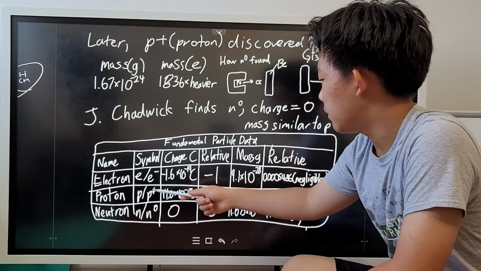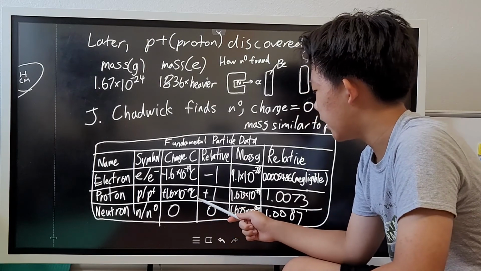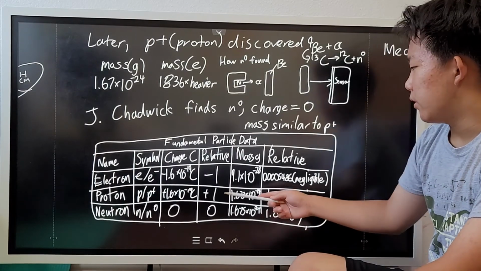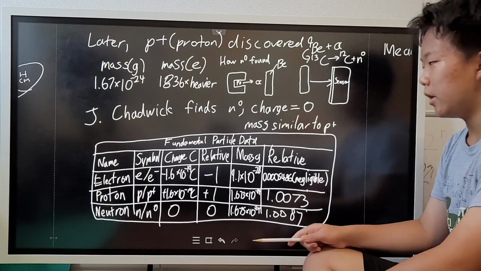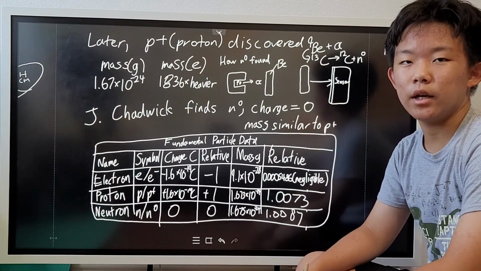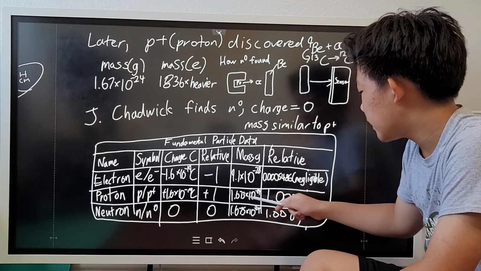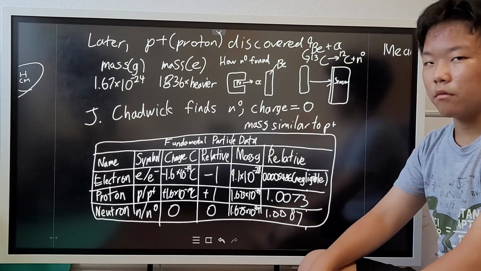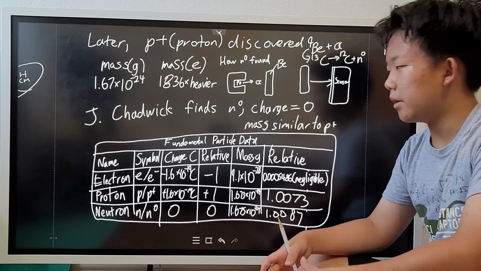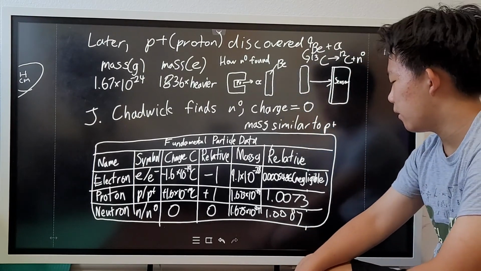The proton symbol is p or p plus, and its charge is 1.6 times 10 to the negative 19 coulombs, and the relative charge is just plus 1. As you can see, the proton's charge is similar to the electron's charge, except it's positive rather than negative. The mass in grams is very high, at 1.673 times 10 to the negative 24, or relative mass 1.0073.